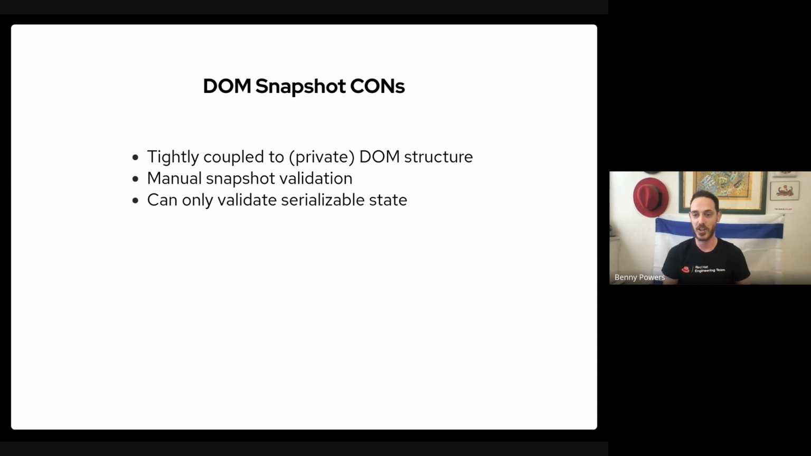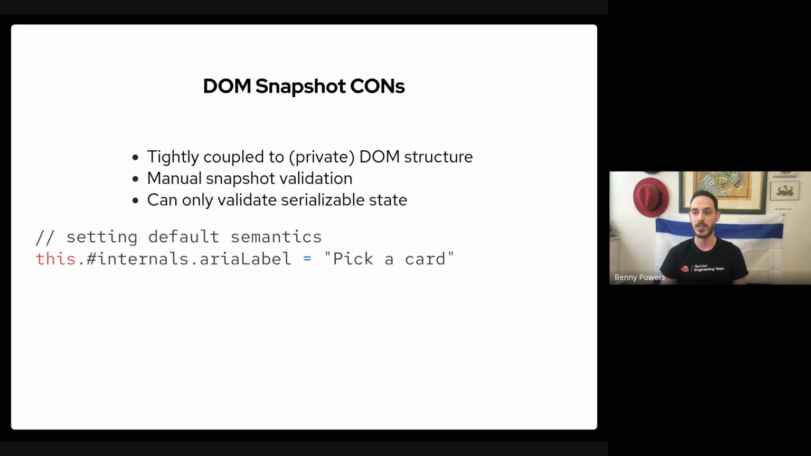So every time you change that DOM, you have to update your snapshots. And you have to do that every single time manually, every time you want to either make a change to your components or make a change to your tests. As well, you can only validate the serializable state of your components. What do I mean by that?